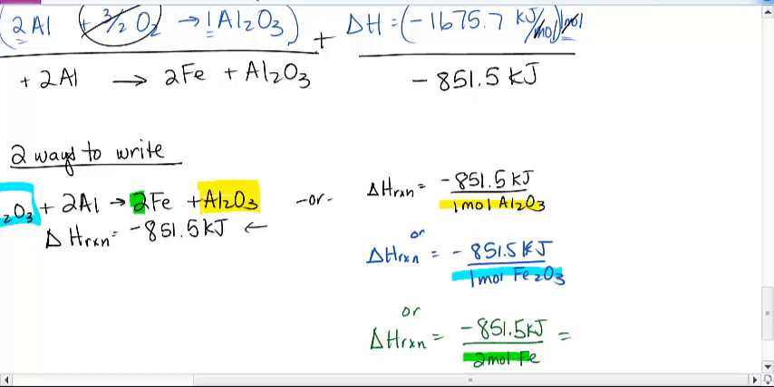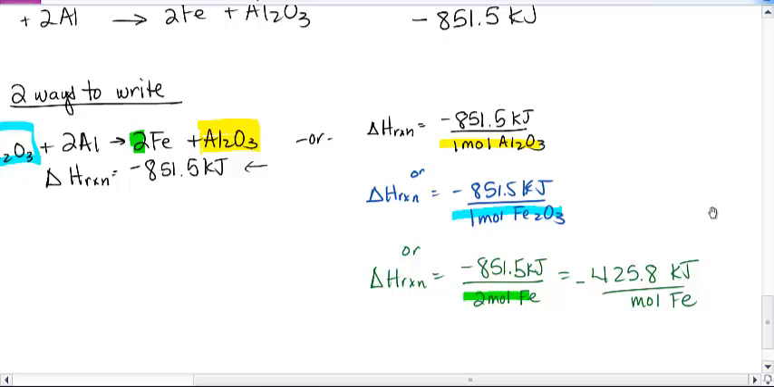So if I take that and I divide it, I would end up getting negative 425.8, say, kilojoules per mole, per 1 mole of iron. And so that might be helpful. It's helpful because if you know how many moles of iron or how many grams of iron are produced, you can also figure out how much energy was also produced. So that's sort of a helpful thing to do.